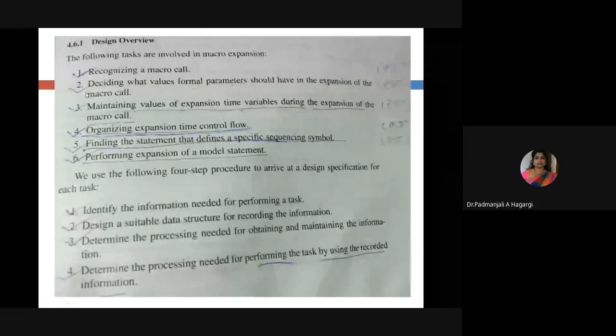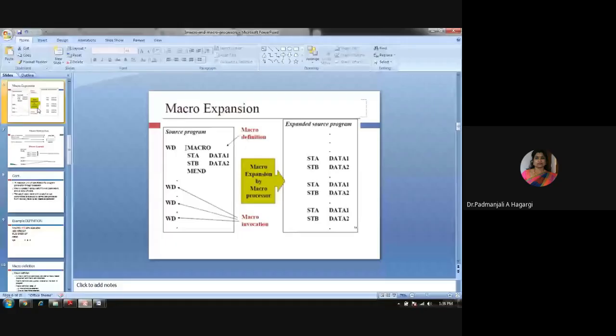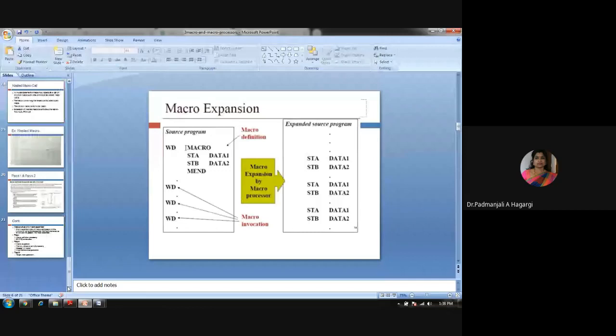So it recognizes how many calls are there during the macro expansion and decides what values the formal parameters should have in the expansion of the macro call. What values in the sense, during the time of the macro call, here I'll take once again the same folder, so that you'll understand each and every step involved in the macro design. It's the design of the macro. So here the design of the macro, what it says, recognizes a macro. Before we get into the design of a macro, what the expansion does, how the expansion is done. So the following are the tasks. There are six tasks involved in the macro expansion.